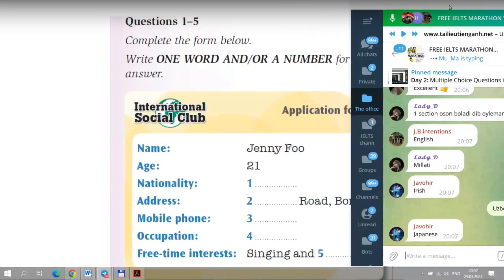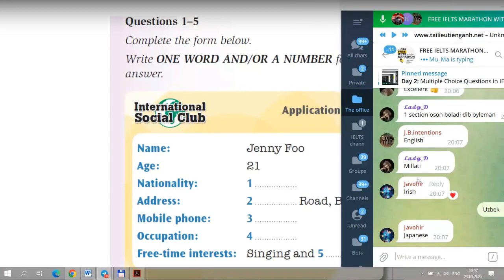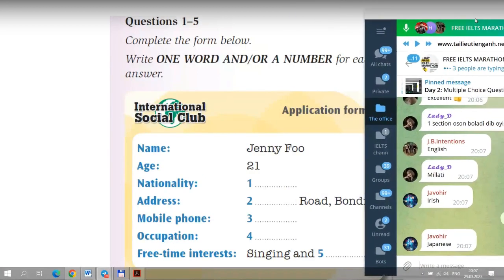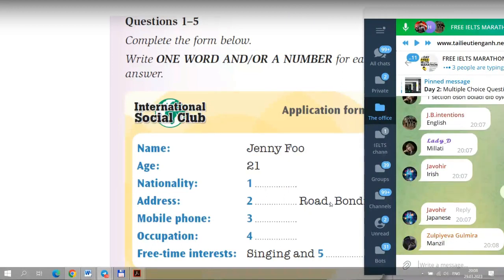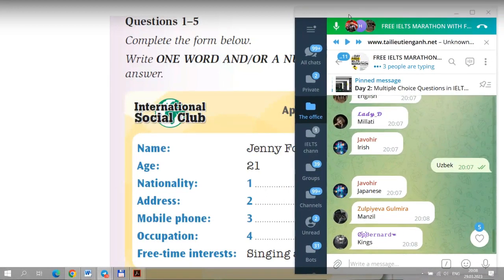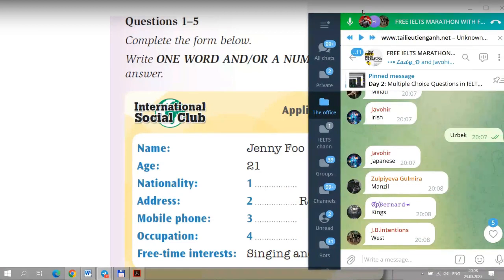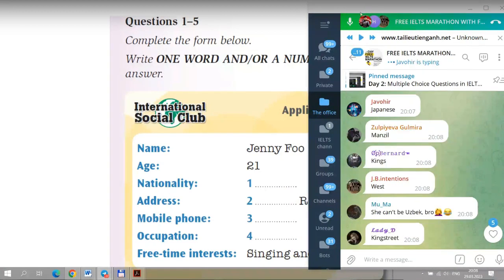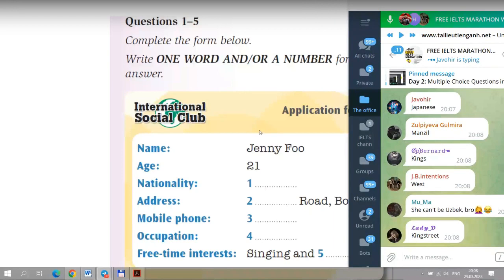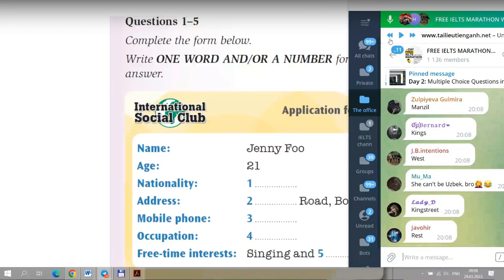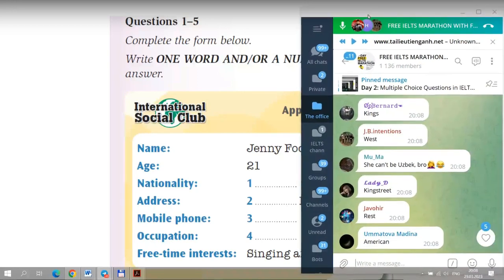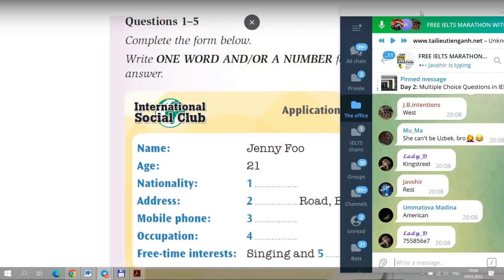Yeah. For address, what could be her address? So what should we write for address? Something road. As you can see, we have something road and Bondi. So King's Road, yes, West Road, and whatever the road is, yeah, King Street maybe, yeah. And mobile phone. For mobile phone, I don't think we have to guess. Yeah, you just have to write the mobile phone, and as you know, they just say the numbers individually.